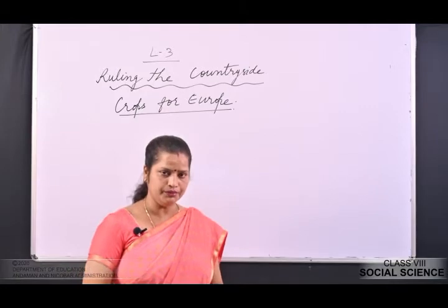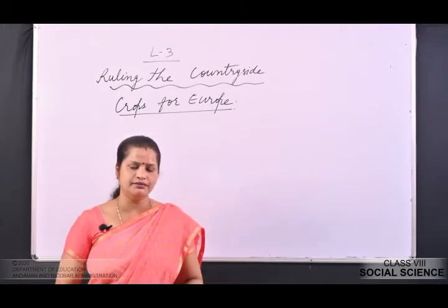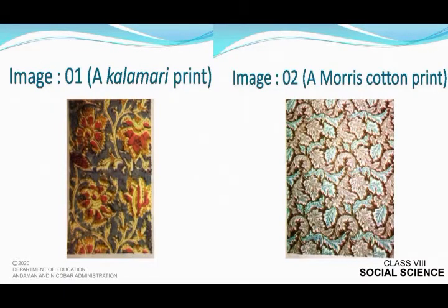Okay? So just look at your screen. There are two pictures coming, figure 1 and figure 2. If you see both the figures, figure number 1 is actually a Kalamkari print created by the weavers of Andhra Pradesh, and figure 2 is a floral cotton print designed and produced by William Morris, a famous poet and artist of 19th century Britain.